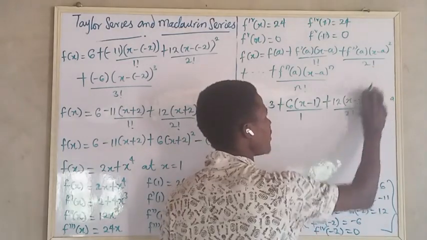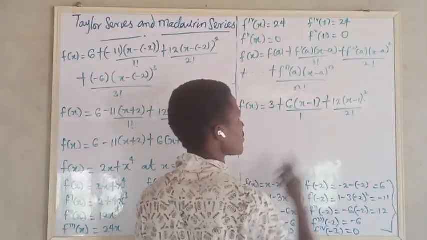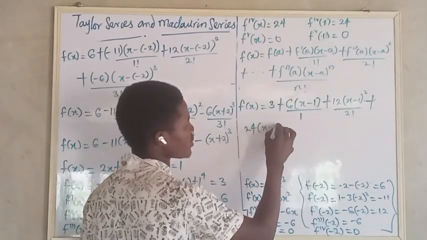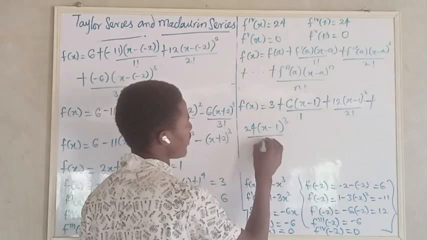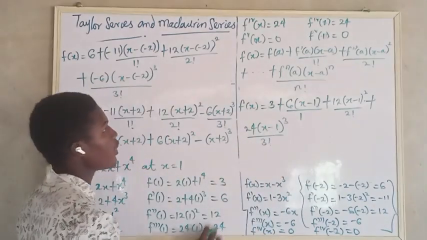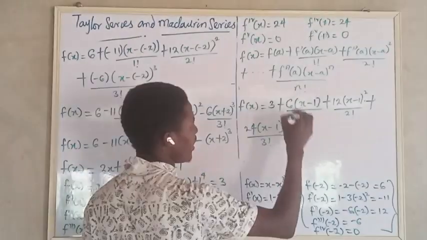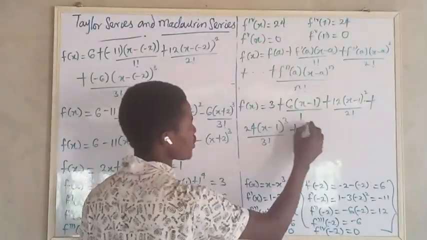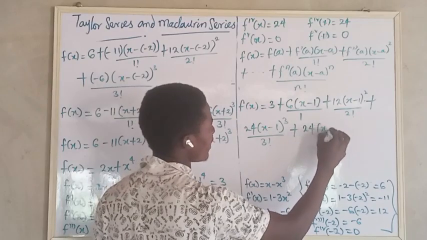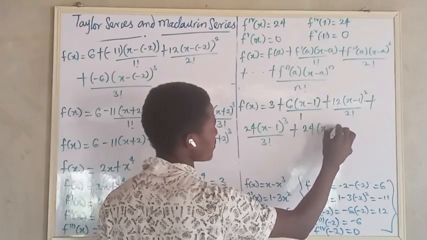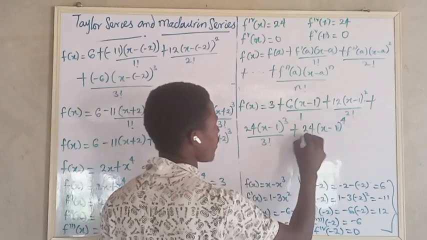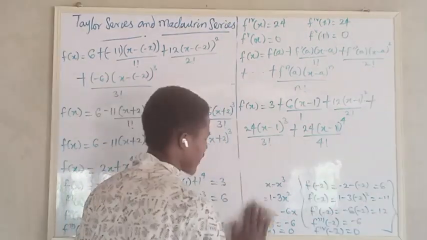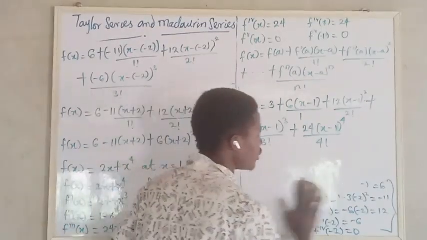Okay, let me write that here. So plus 24 x minus 1 raised by 3 over 3 factorial. Then the last one, which is f raised power 4, also 24, of x minus 1 raised power 4 over 4 factorial. Alright? So after that, you are done.